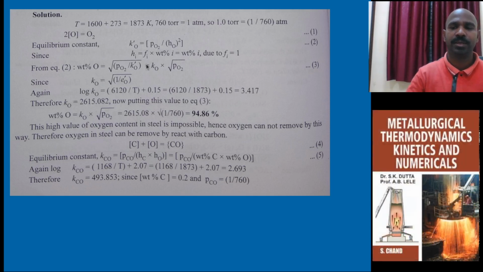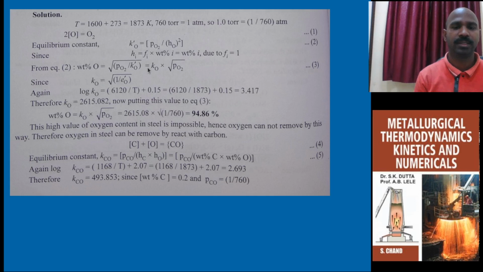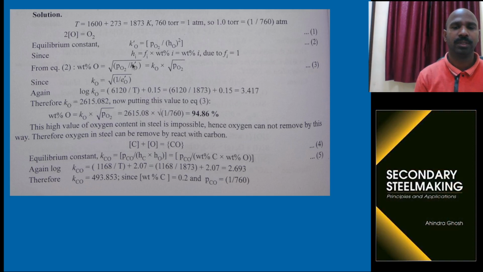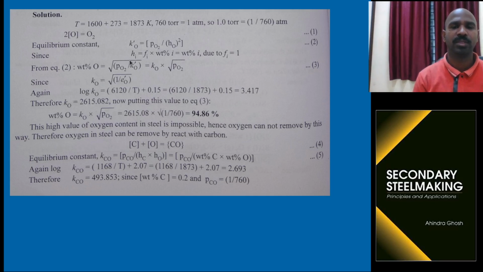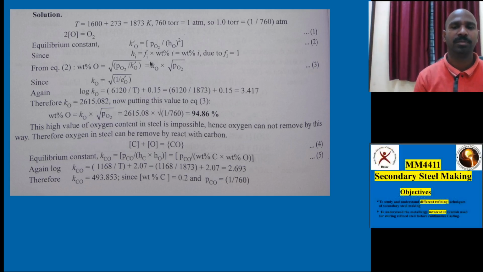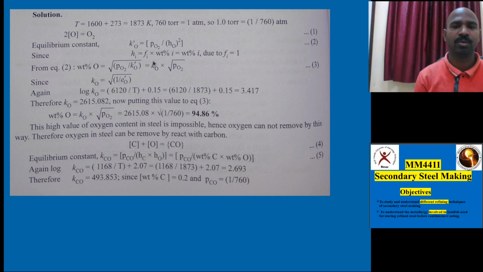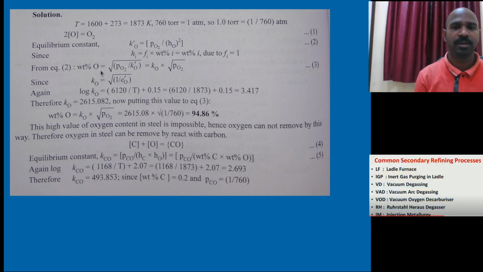By expanding the h of O, you will get h of O equal to weight percentage of O. So you will be substituting this K of O, P of O2 as it is, and K of O dash from the left side is taken to the right-hand side, and this h of O square is taken to the right side. That means h of O equals weight percentage of O square.